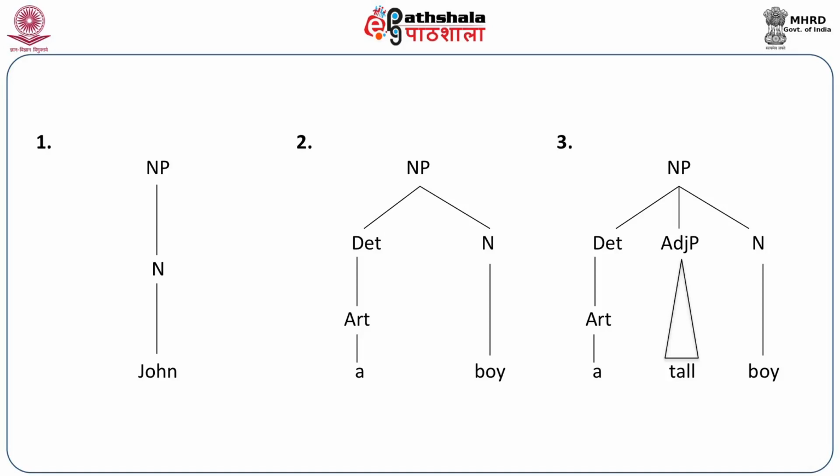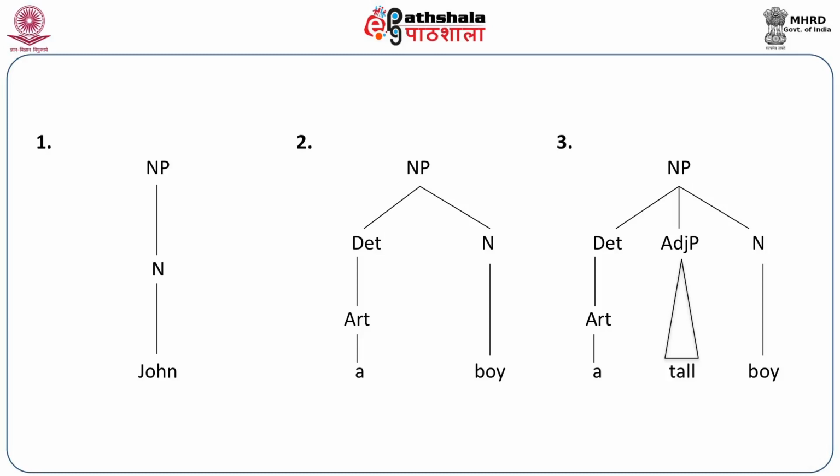As we saw, an S can have constituents like an NP and a VP. Similarly, constituents like NPs and VPs and other phrases also can have constituents of themselves. Like an NP must have an N. You cannot have a noun phrase without a noun. So for example, in the first example you find NP has only a noun, John, which is a noun.